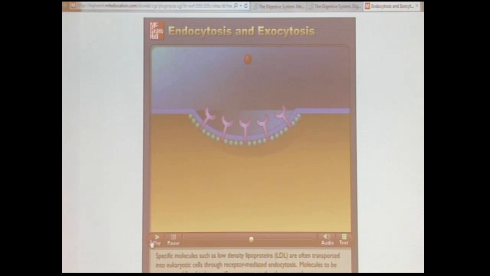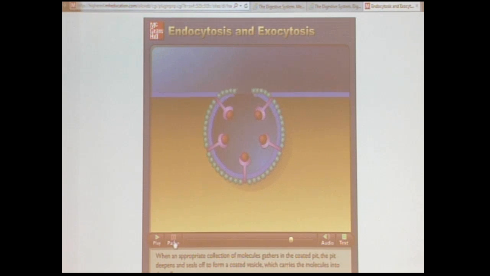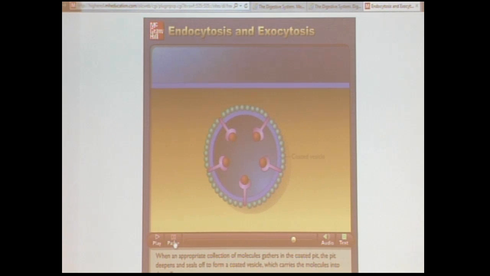Specific molecules, such as low-density lipoproteins, LDL, are often transported into eukaryotic cells through receptor-mediated endocytosis. Molecules to be transported first bind to specific receptors on the plasma membrane. The interior portion of the receptor protein is embedded in the membrane. The protein clathrin coats the inside of the membrane in the area of the pit. When an appropriate collection of molecules gathers in the coated pit, the pit deepens and seals off to form a coated vesicle, which carries the molecules into the cell.